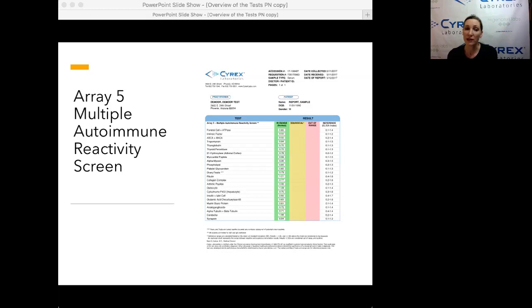So this panel looks at 24 tissue antibodies from common autoimmunities and also autoimmune families. This is also a very important panel for assessing children and first-degree family members of people who have a diagnosed autoimmune disease, because again, early detection is key for prevention of further problems down the line.